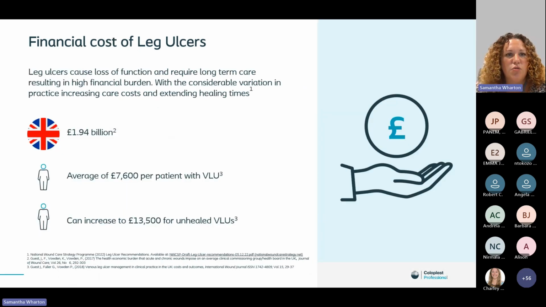When we then look at the financial costs of leg ulcers, an average person that has a venous leg ulcer will cost £7,600 to treat, and it can increase to £13,500 for those venous leg ulcers that don't heal. So when you're thinking of the NHS budget, we know that there's not going to be more money fed into the NHS, but you can see where we could really benefit from the money we're spending on patients with venous leg ulcers that aren't getting the most appropriate care, and get some more money to provide wound care.